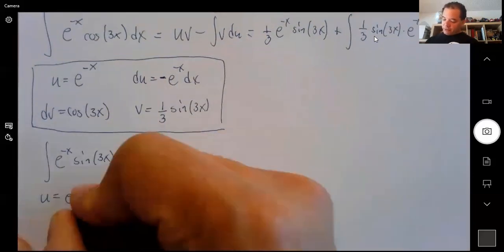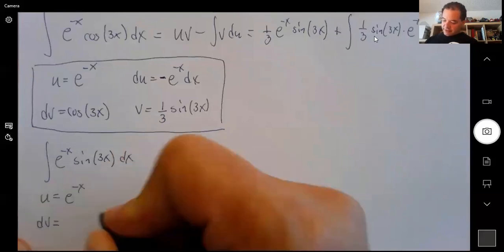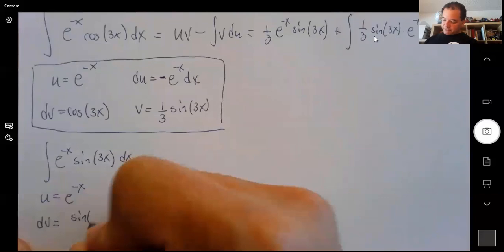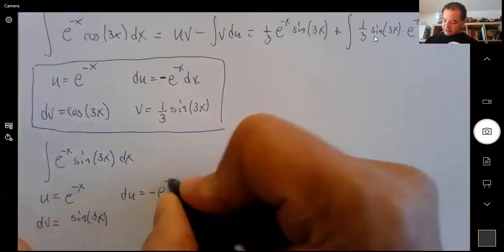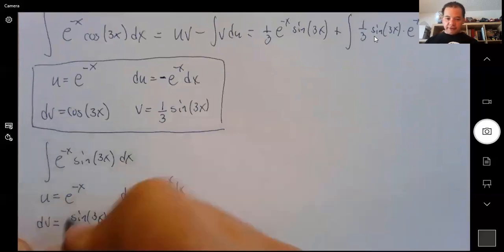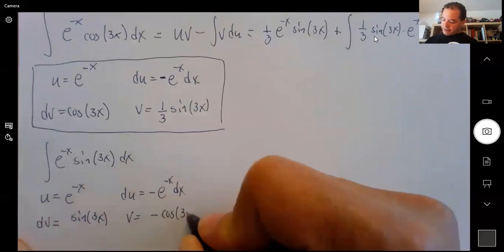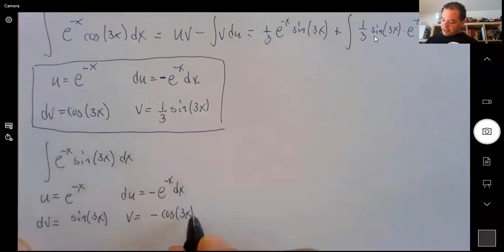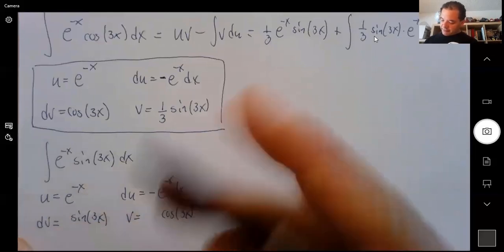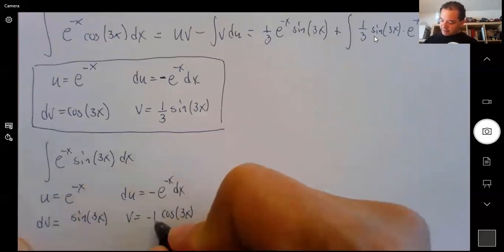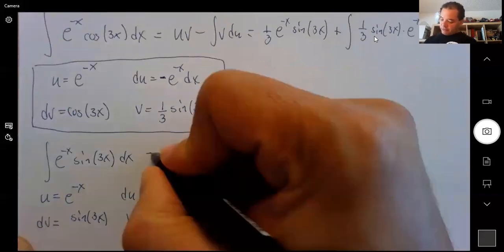You want to keep it in the same way. So we'll make u e to the -x, dv will be sine 3x, and du is negative e to the -x. And v is the antiderivative of sine, which is negative cosine. But then to kill the 3, I need a 1/3 again. So it will be negative 1/3 times this one, right?